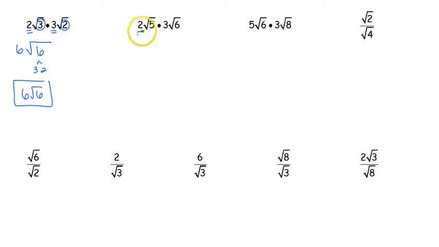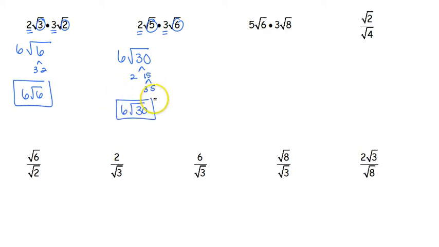Go to the next one. Outside numbers, 2 times 3 gives us 6 on the outside. 5 times 6 gives us 30 on the inside. We've got a pretty big number there. Bet there's some matches. 2 and 15, 3 and 5. Oh, we were fooled. 2, 3, 5. There are no pairs here, and I can't break anything down further. So this is simplified all the way as well.